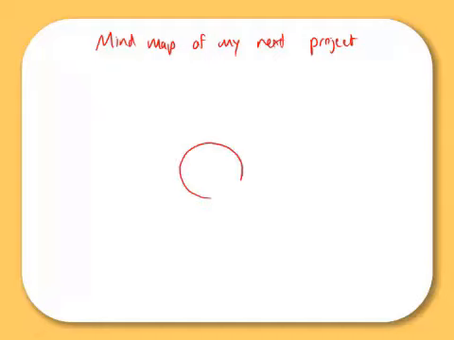The map that I'm going to draw for you, let's do a mind map of my next project. Now, how do we draw a mind map? Well, we start with a central idea. And let's say my next project is probably going to be a new book. I feel like it's time for me to write a new book. I've done a couple. I finished my last one a year ago. Time for a new book.